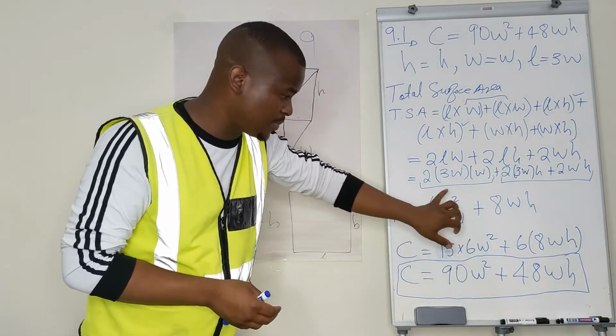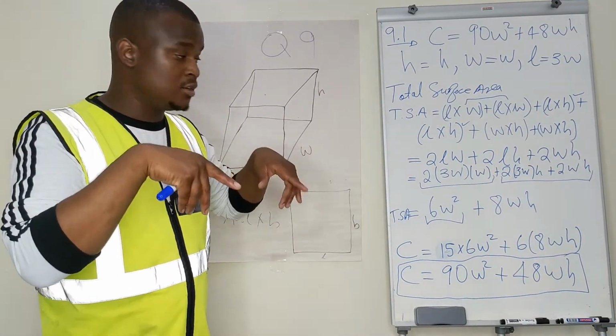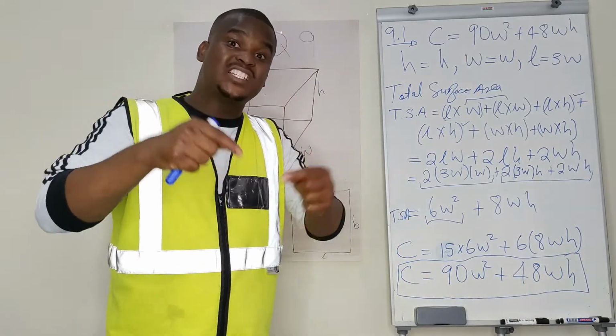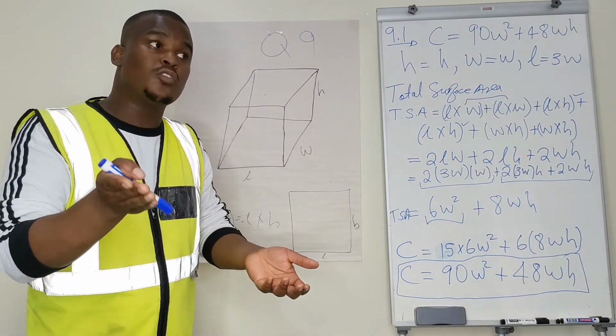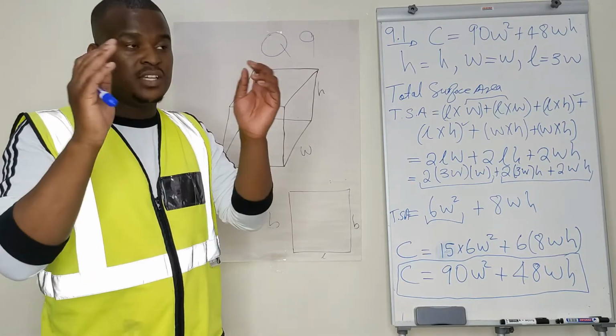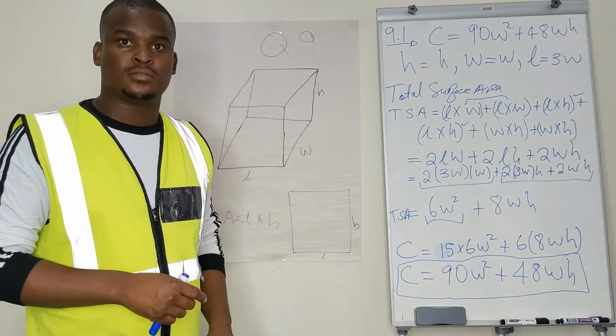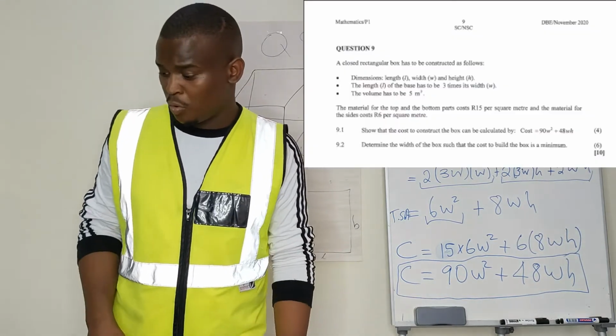rand, because this first part is the area of the bottom and top. Once you have the area of the sides, you multiply it by 6 rand, because it's 6 rand per square meter. So you know that the unit square meter is 6 rand. So this is how you do this. Then you're done. Go to the next question.